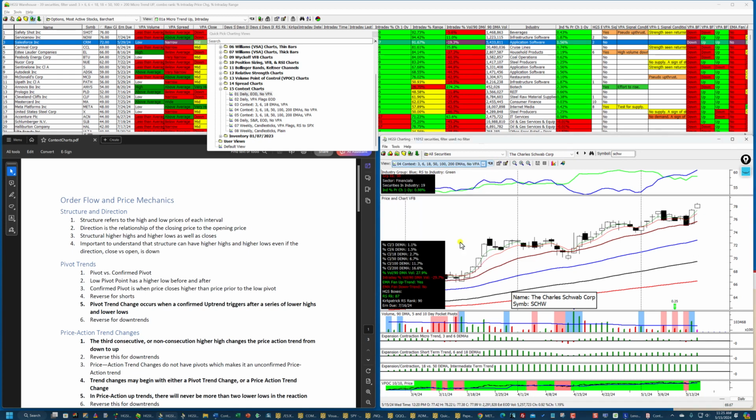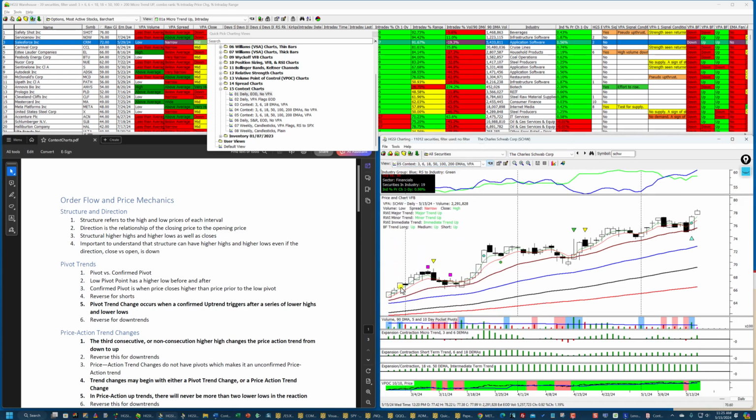Same chart, except I've eliminated the box over here with that information, and I've now included the VPA flags. All the other information is identical.